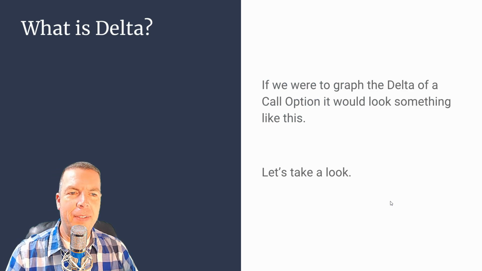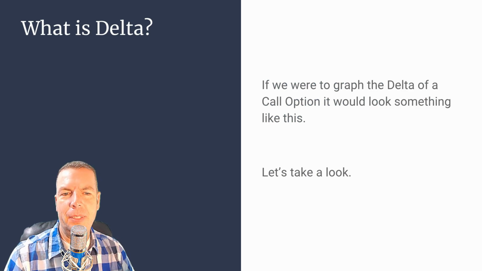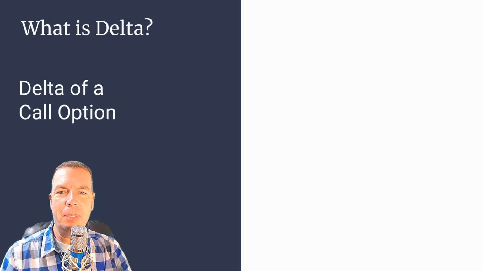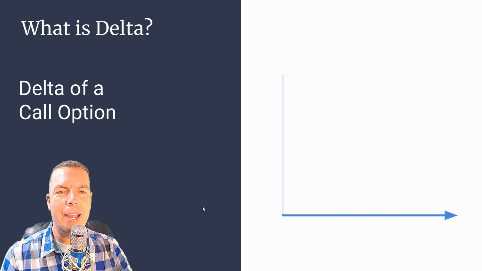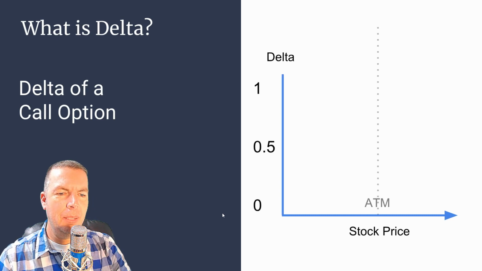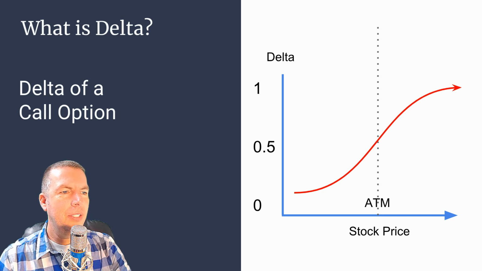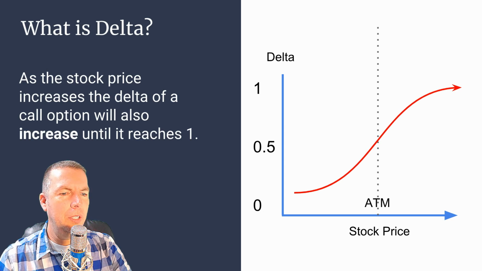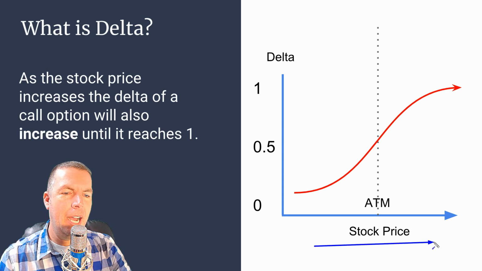So if we were to graph the delta of a call option, let's put it on a graph so we can see what it looks like as the stock starts to move and we become in the money and out of the money. If we were to graph it, it would look something like this. So again, we're going to take the X and the Y axis here. Along the bottom, you can see that we have the stock price, and as the stock price starts to move higher, that's going to affect the delta, and it's going to increase that delta up into a 1.